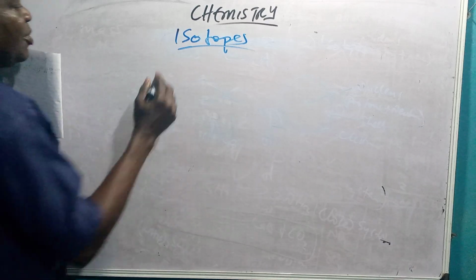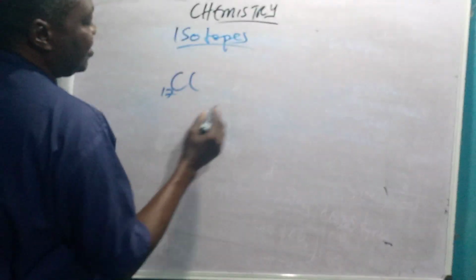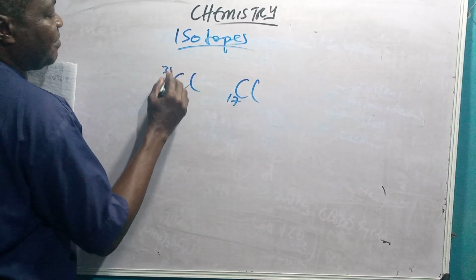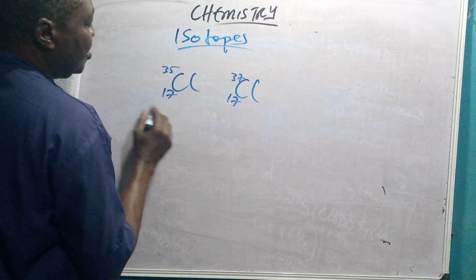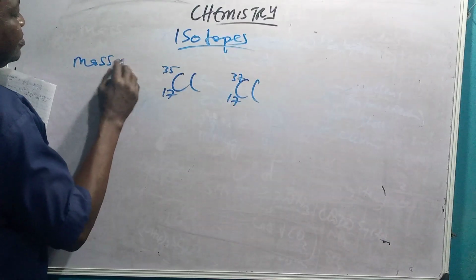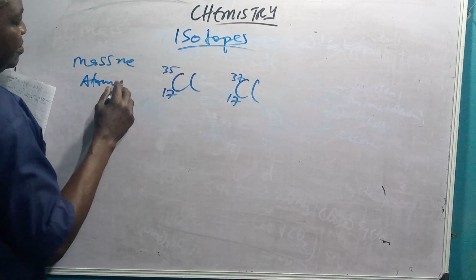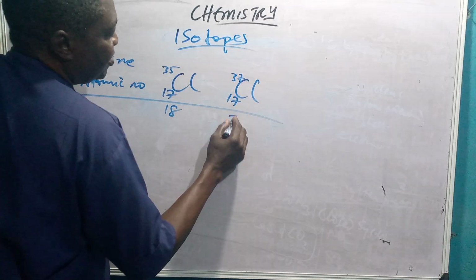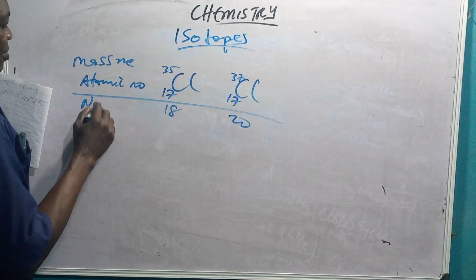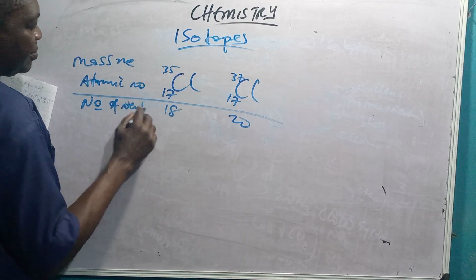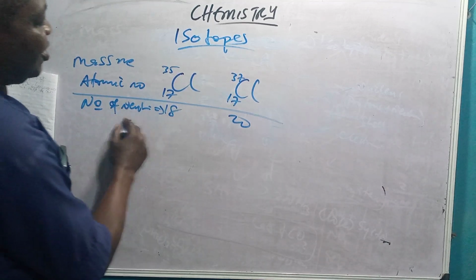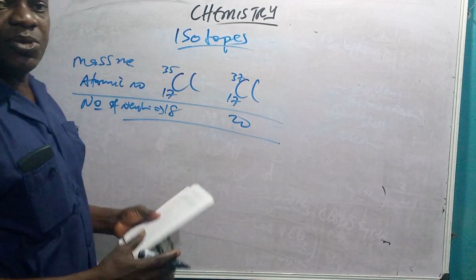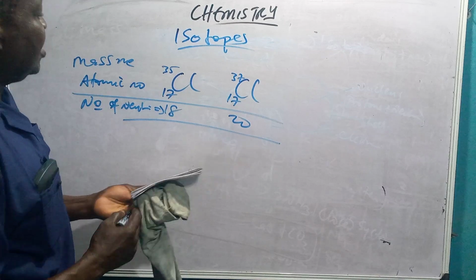Let's take a typical example, chlorine. Chlorine has atomic number of 17. There's another chlorine, 17 again. But the mass number of this is 35, while this is 37. You see it? So this is the mass number, this is the atomic number. Then if you deduct, this one gives you 18 and this one gives you 20. This is the number of neutrons. So this number of neutrons is what makes it exhibit isotopy. If the neutrons were the same, then it would not undergo isotopy. So this is a typical example.